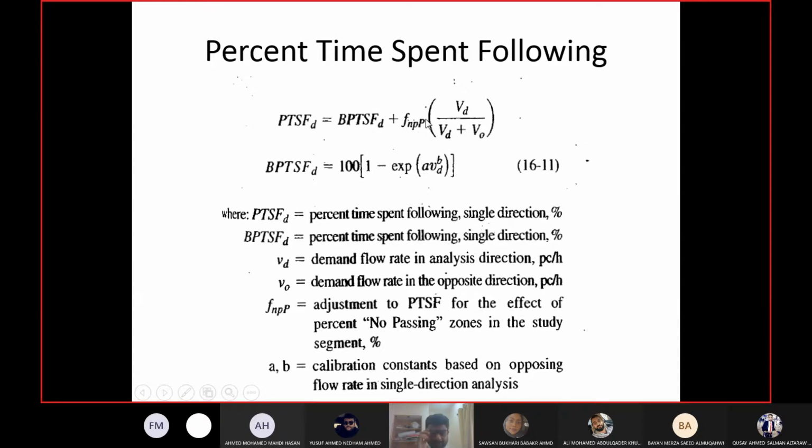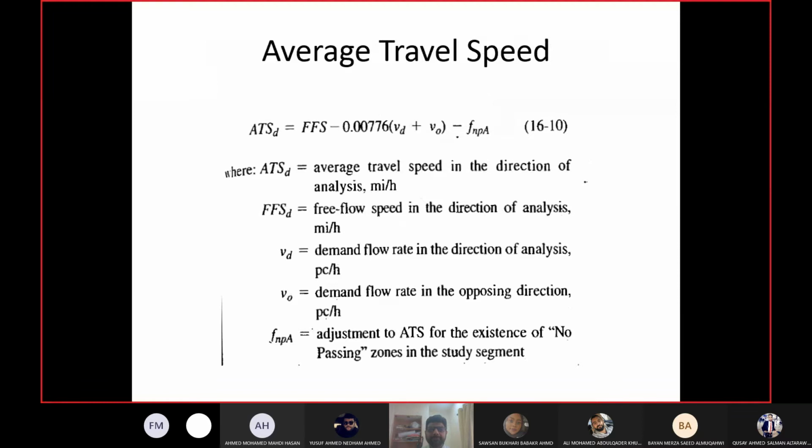So for this factor, you must know what percentage of the segment is no passing. So if you have a 1 mile segment, what percentage of 1 mile is no passing, meaning the part in which passing is not allowed. The proportion of the segment in which passing or overtaking is not allowed. You must know that percentage to see this factor. Okay, we have a table for that.